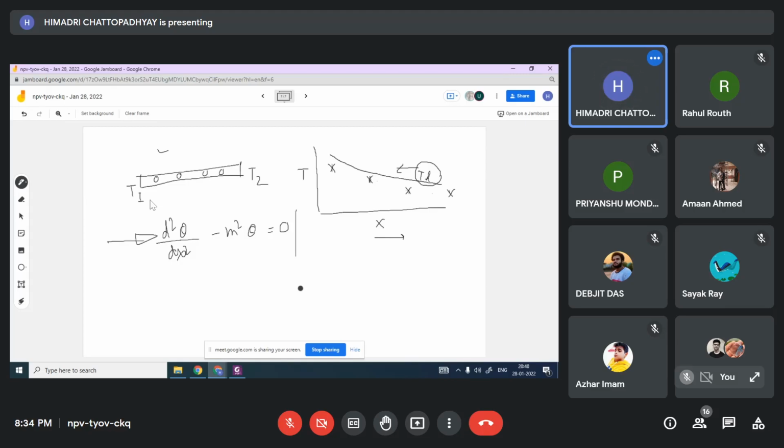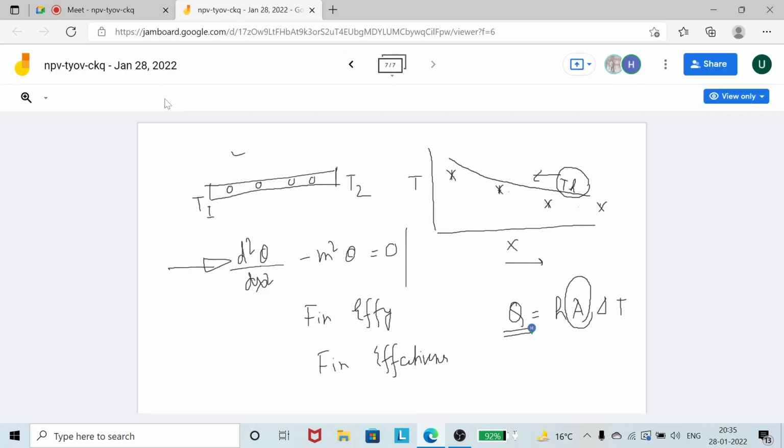Then you have to calculate fin efficiency and fin effectiveness. You see that the equation for heat transfer is hA delta T. So if you provide more area, then Q increases. So fin is nothing but providing more area. Like in this context, why do elephants have big ears? You have seen elephants and they have big ears. So what is the reason? Big heat transfer. More area.